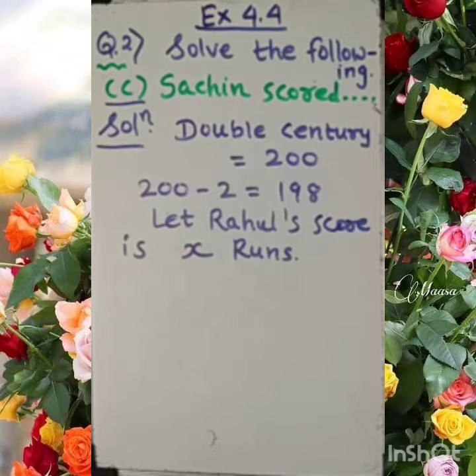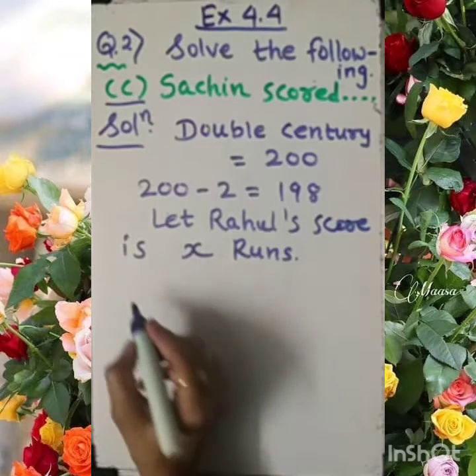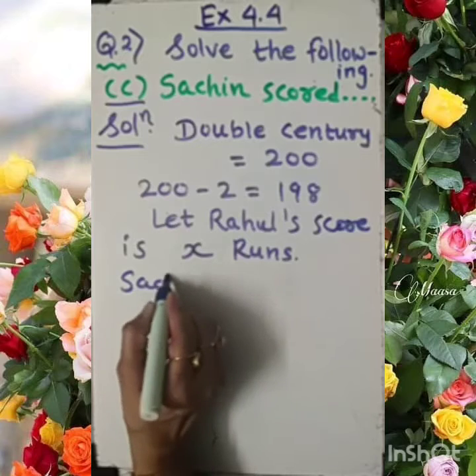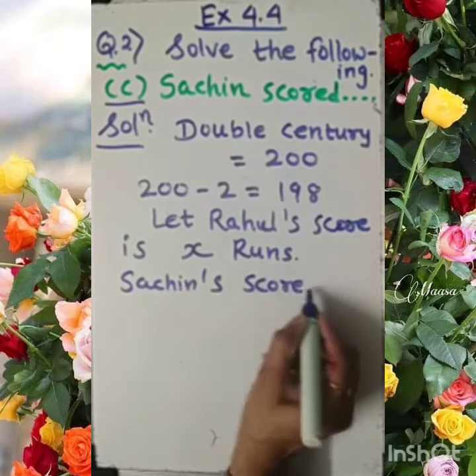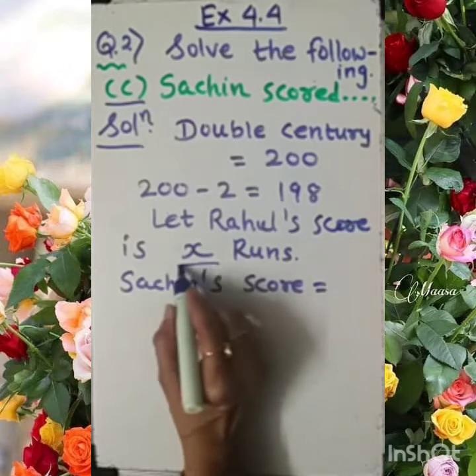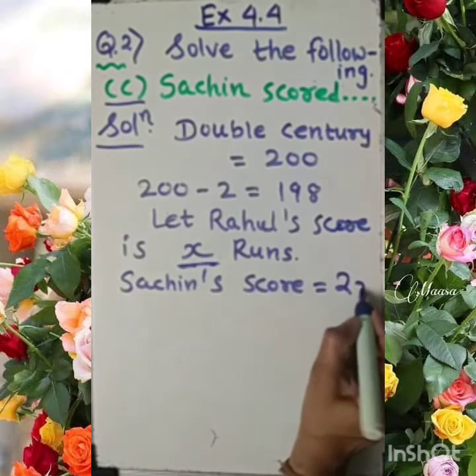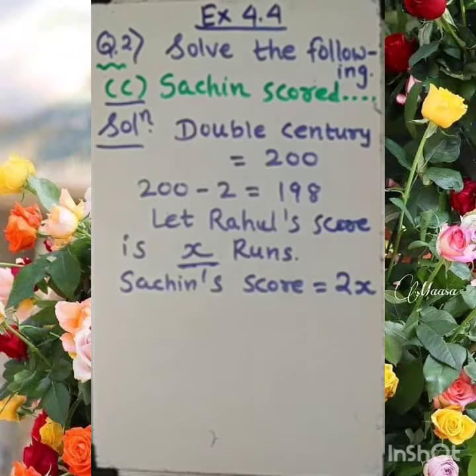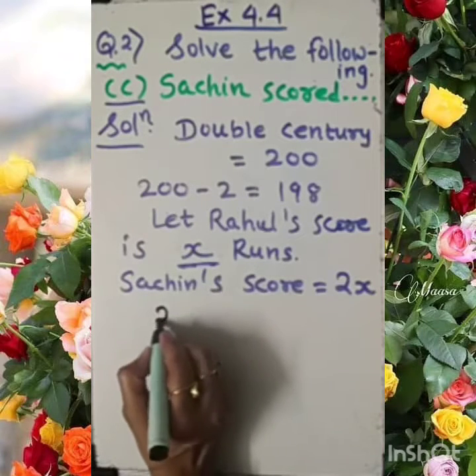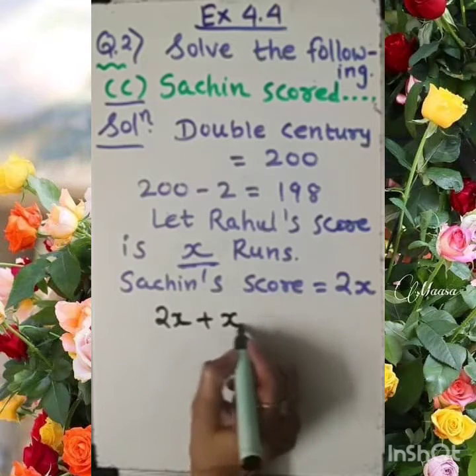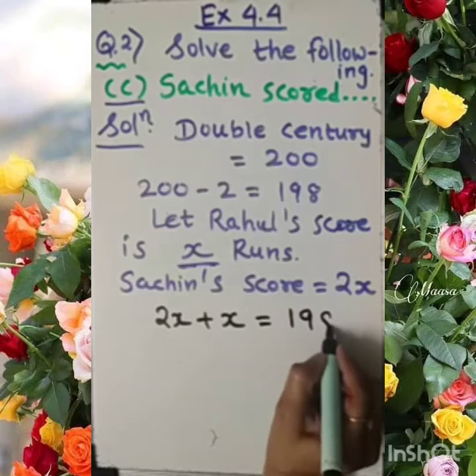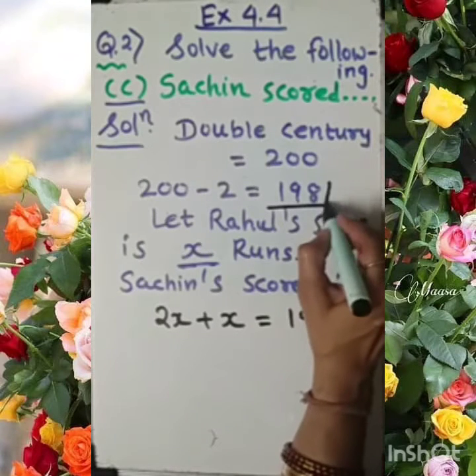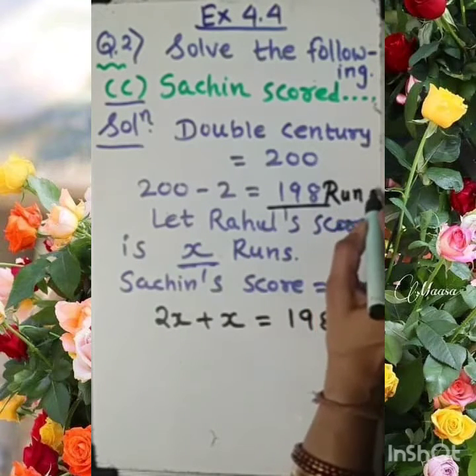Okay. Now what they are saying is Sachin's score is double that. So we need to mention Sachin's score. The score of Sachin, that is double Rahul's, is 2x. Got it? Now, together means the score of Sachin and the score of Rahul. If we take them together, then that is 198 runs. Got it? These are the runs.